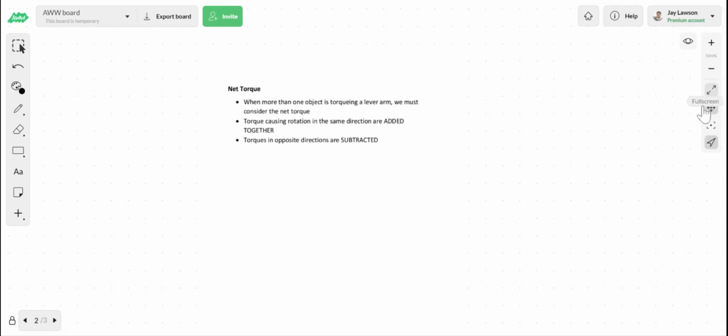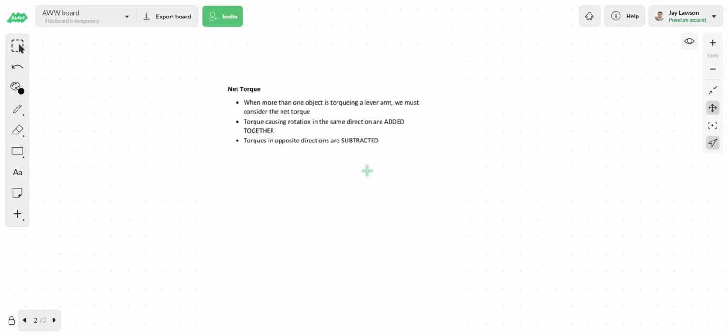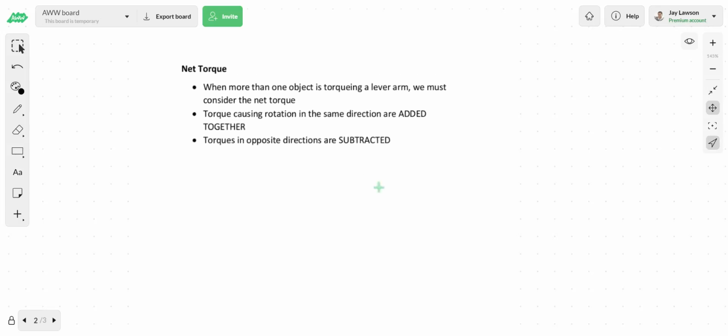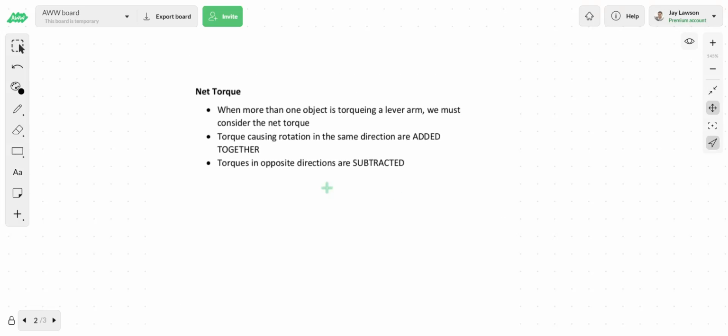So we also have this concept known as net torque. All of this should be a review if you read the material from yesterday and watched the videos that were provided through CK-12. So if it seems like I'm moving a little fast, it's because I am. Okay, so net torque is when more than one object is torquing a lever arm.